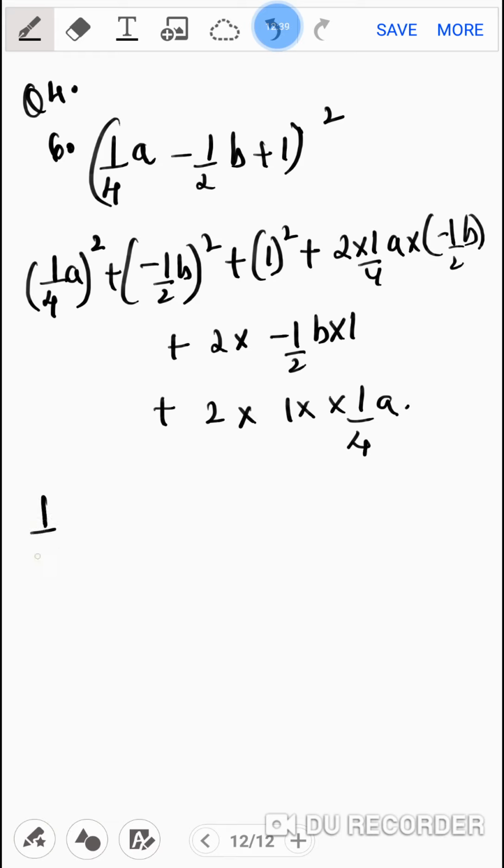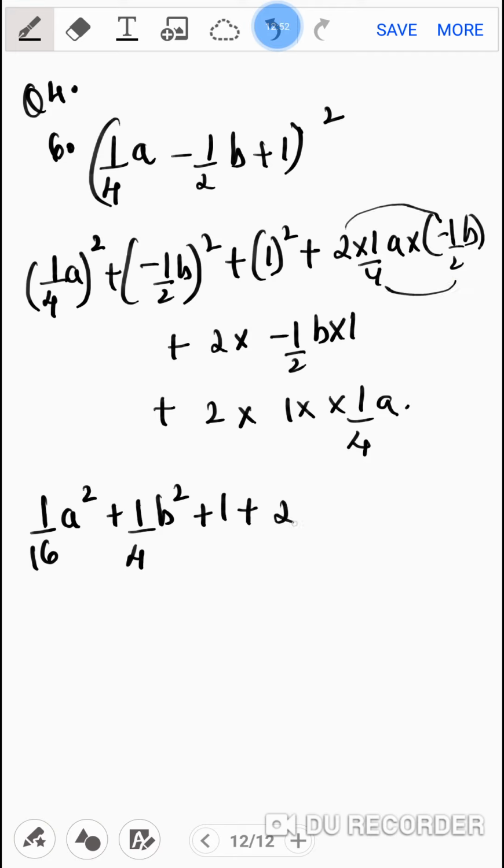Let's start. That will be 1 upon 16a square plus 1 upon 4b square plus 1 plus, let's see, when we multiply 2 into 1 and down 8. So that will be 2 upon 8. There's a minus sign here. So here the sign will change into minus and it will be ab.